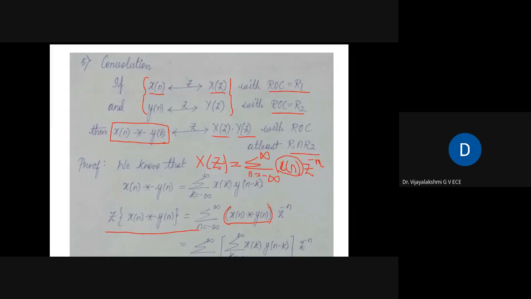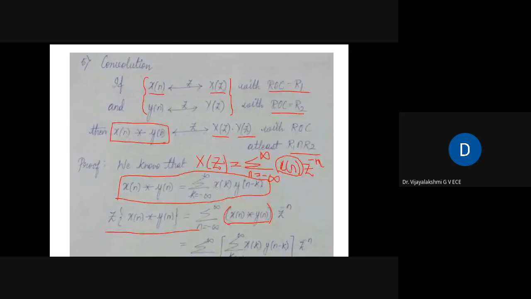This is the formula for convolution. So what is convolution? Summation of k varying from minus infinity to plus infinity x of k into y of n minus k. Okay. So in place of this convolution, we are going to substitute this. So this is this equation. Fine. So outside I have summation with index n, and inside in place of this convolution we have substituted this formula for convolution. So k varying from minus infinity to plus infinity x of k into y of n minus k z power minus n.